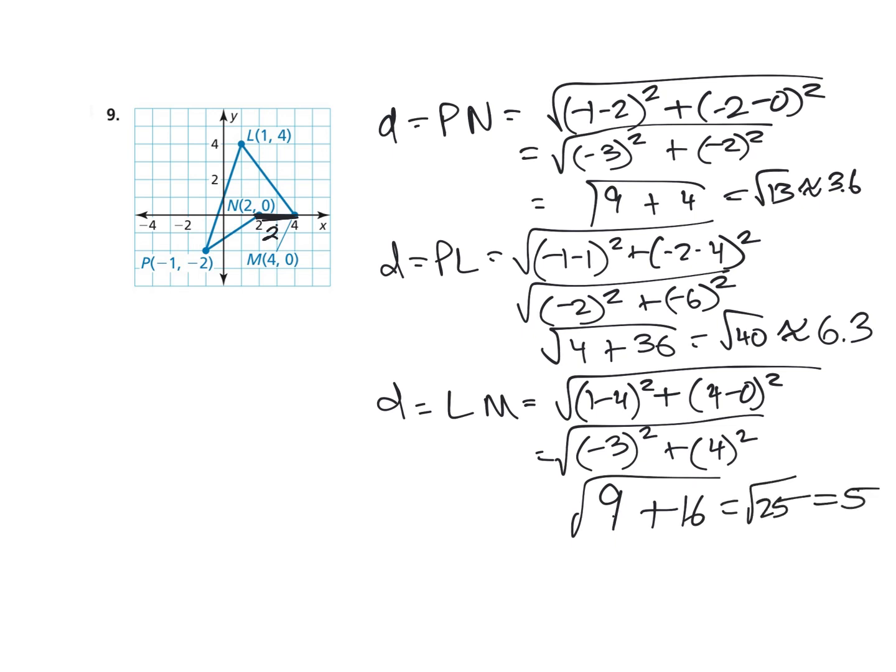So we have the original 2, and then 3.6, 6.3, and 5. So 5.6, 11.6, 11.9, 16.9. That's your perimeter.